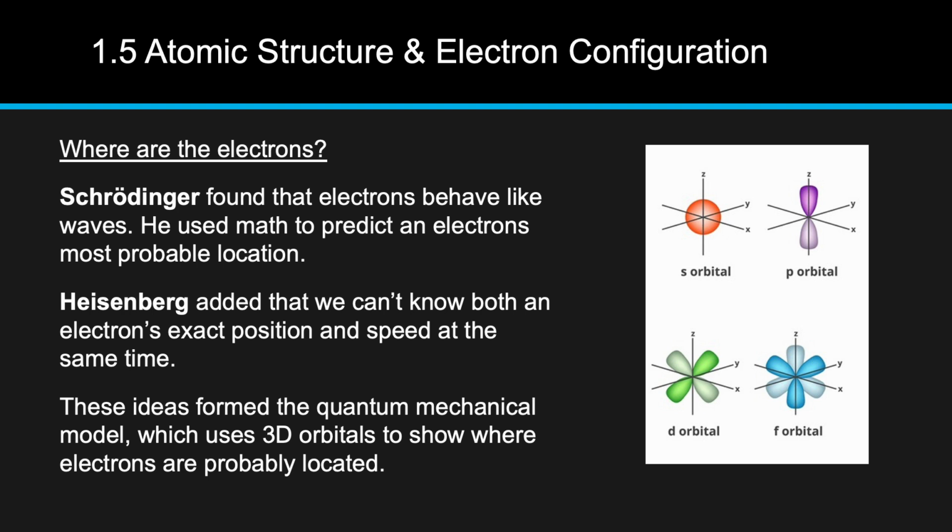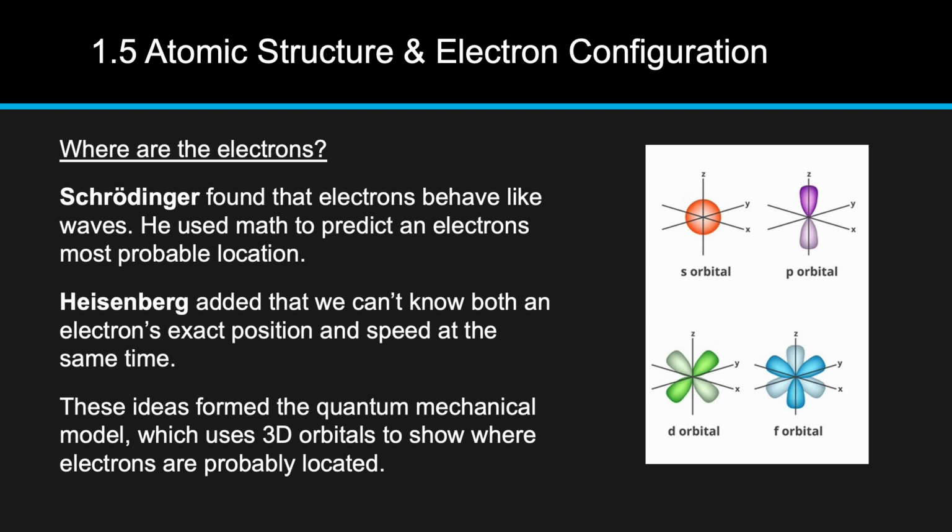So where exactly are the electrons? We already went over the Bohr model. We know the Bohr model isn't exactly perfect, and the reason for that is a few scientists that found how electrons actually behave. Schrödinger found that electrons behave like waves, and he used math to predict an electron's most probable location. So we don't really know where the electrons can be found exactly, but we have a sort of idea.